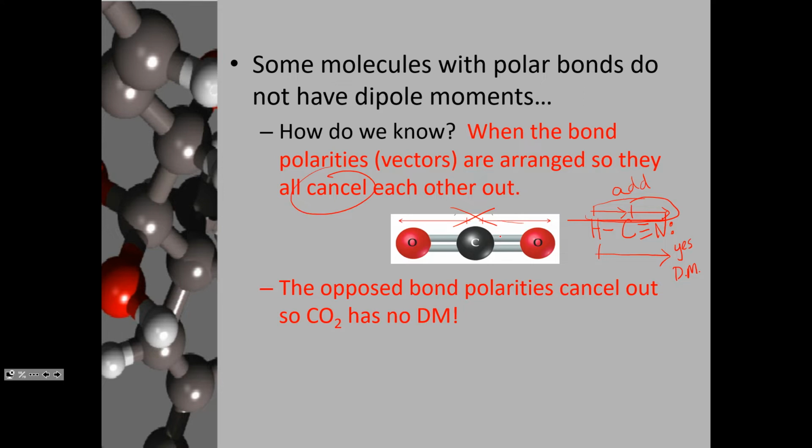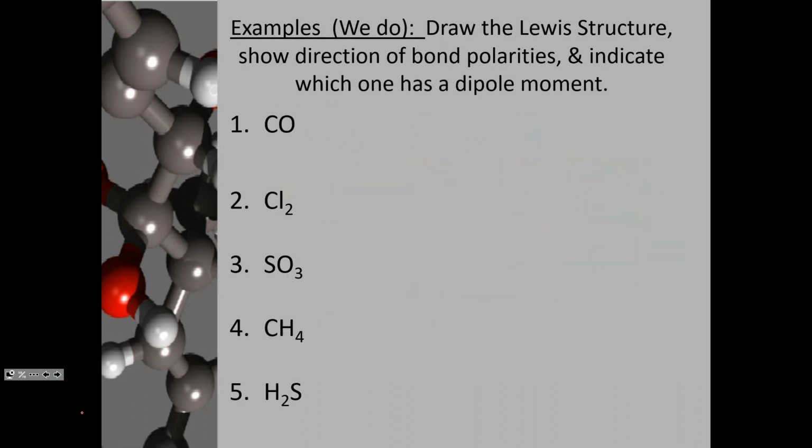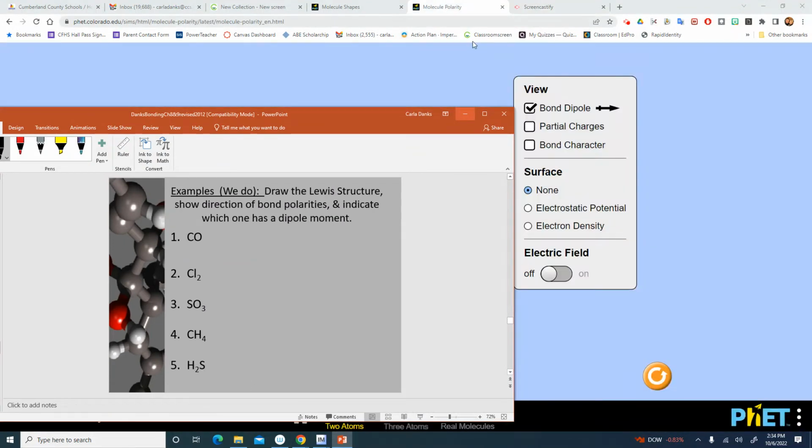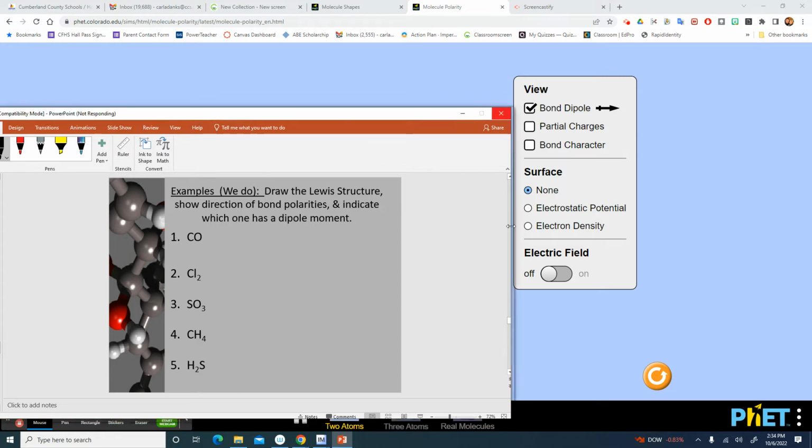So in this case, the vectors cancel. So if they cancel, the molecule would have no dipole moment. But if the vectors add together, you would say it has a dipole moment. Now, before we do some examples here, I want to move over to the PhET simulator, and let's take a look at that for just a second.